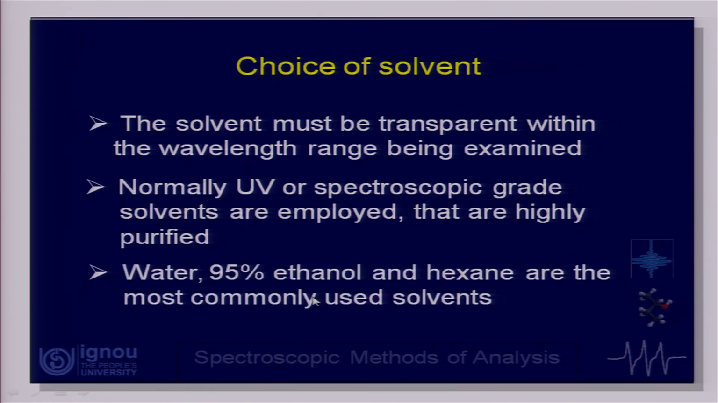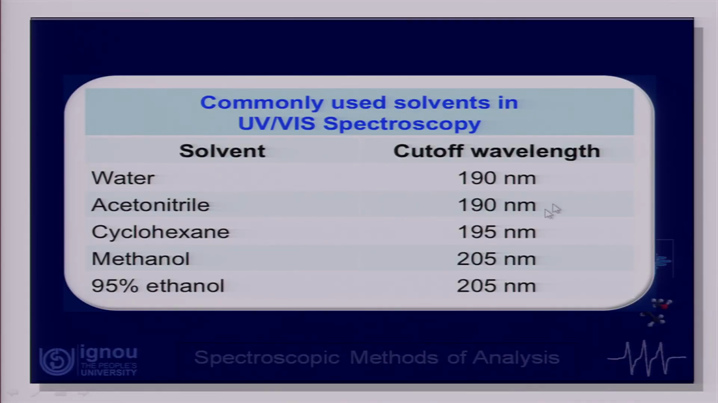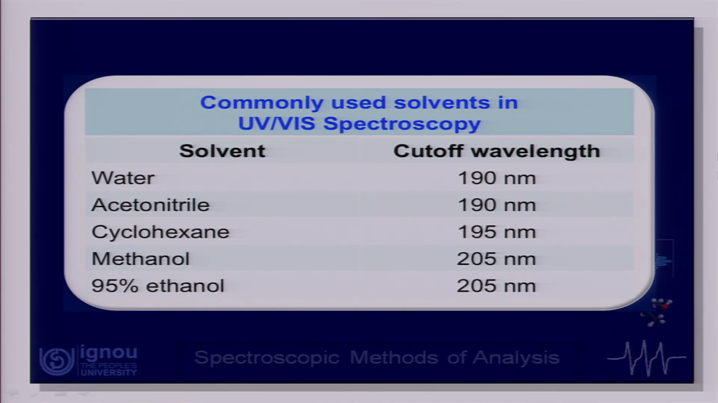The commonly used solvents happen to be water, ethanol or hexane. They are the commonly used solvents for UV measurement, but as I mentioned before, we must use spectroscopic grade solvents. Now, this gives me a list of some solvents which are used. Say water, the cutoff wavelength is 190. What does it mean? It means that if I am to make a measurement over a wavelength range of, say, 170 nanometers to about 240 nanometers, then I cannot use water as a solvent, because at wavelengths below 190 nanometers water will start absorbing.